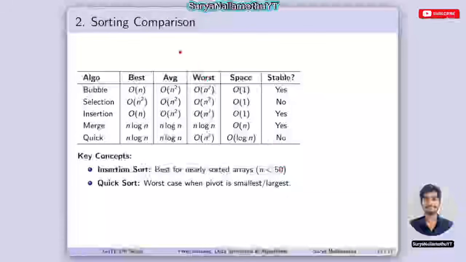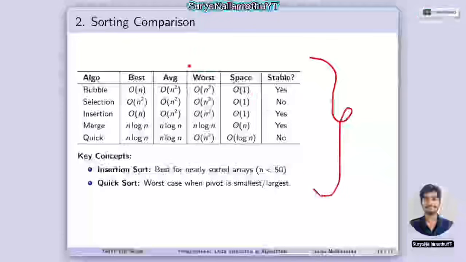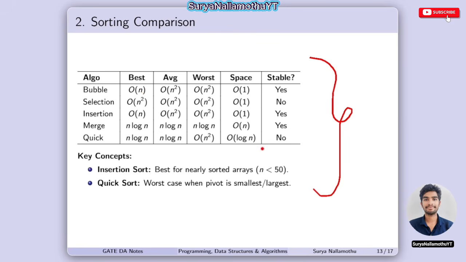Next, the sorting comparison. This table is very important, because definitely a question will come in the GATE exam. For bubble sort, the best case is O(n). The average case is O(n²). The worst case is O(n²). You need to remember this table very well. Definitely a question will come here. You need to remember some important points also.